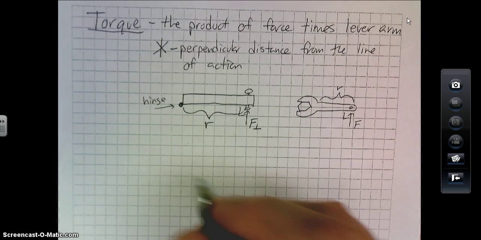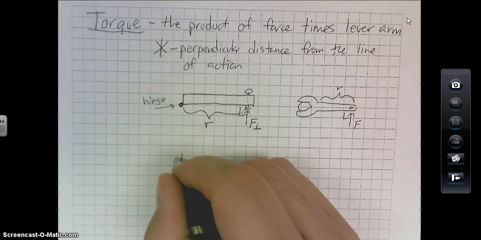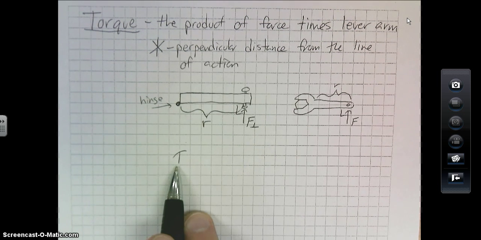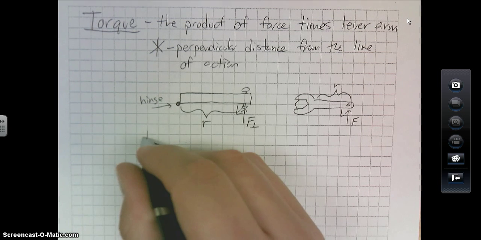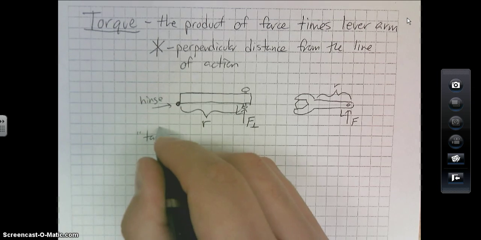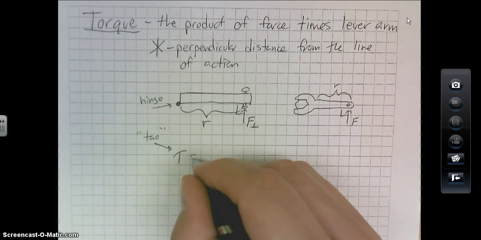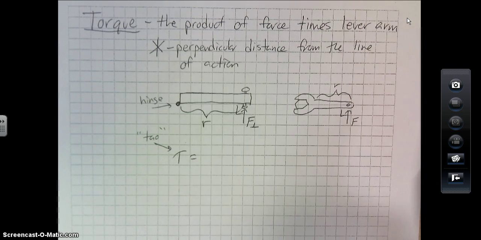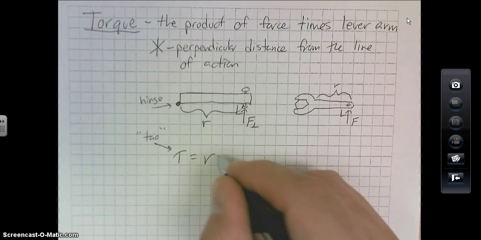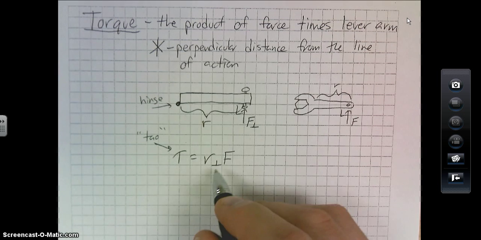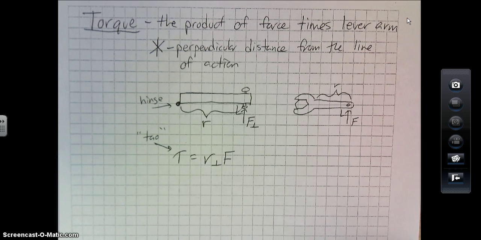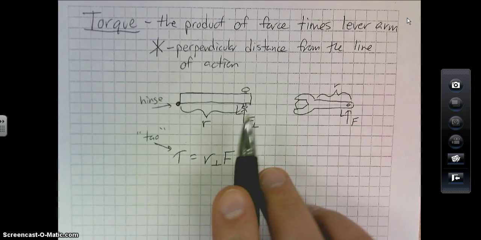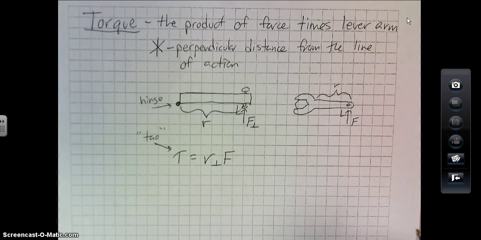Okay, so torque has a fairly simple equation. It gets the lowercase Greek letter tau. Since torque is defined as the product of the force times the lever arm, it's just that simple. Lever arm perpendicular to the force. The force does have to be perpendicular, but let's be honest, you don't always push straight on. Sometimes you'd push at an angle.